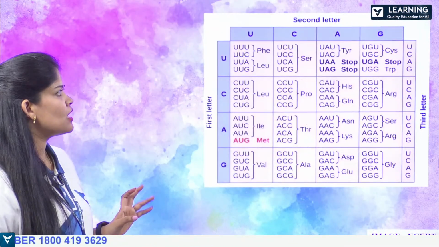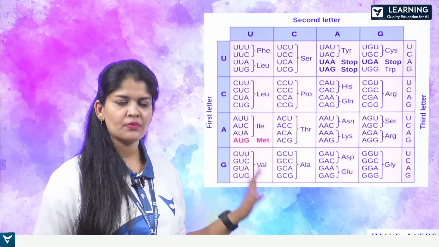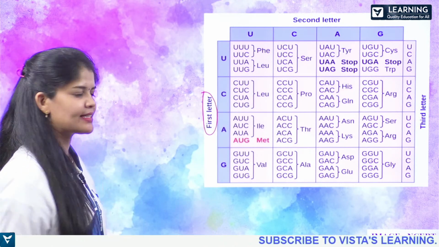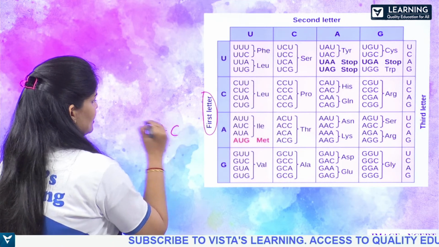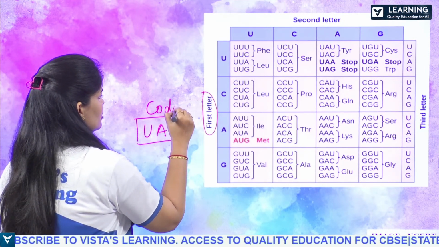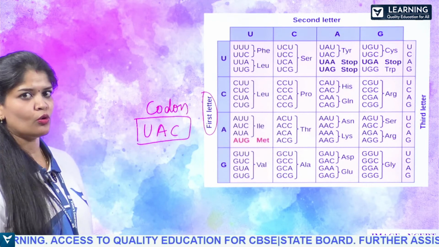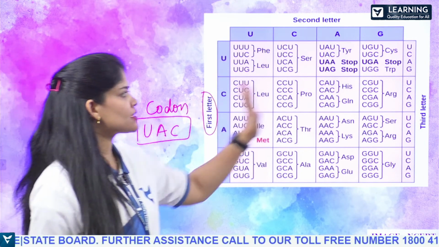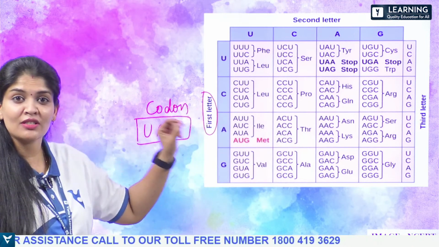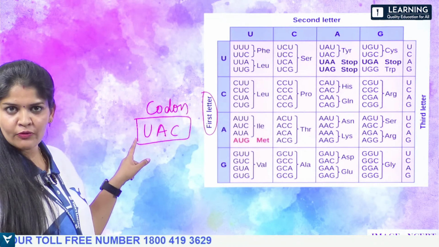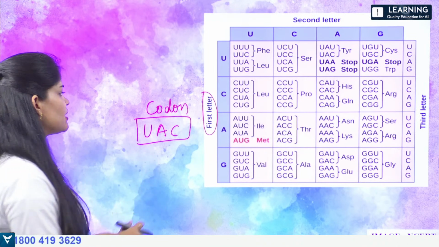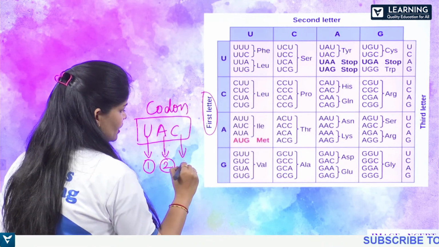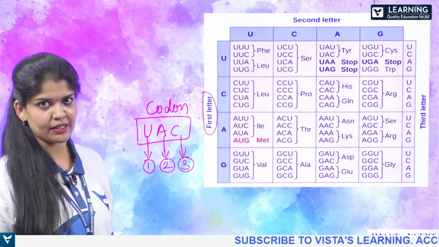Now, this is the genetic code checkerboard, which gives information about, for example, UAC. If this is a codon having three nucleotides, we need to know which amino acid is going to be coded by this codon. Using this genetic code checkerboard, we have to find the amino acid coded by this codon. What is the codon we have? UAC in this example. This is the first letter, this is the second, and this is the third. As we have three, we call them a triplet.